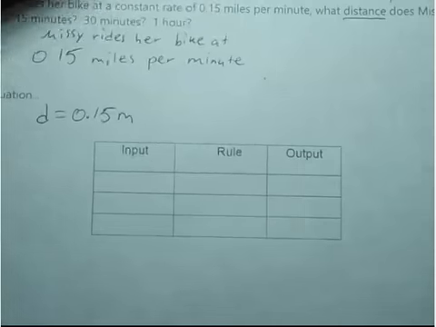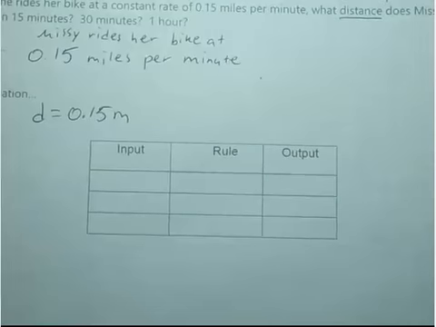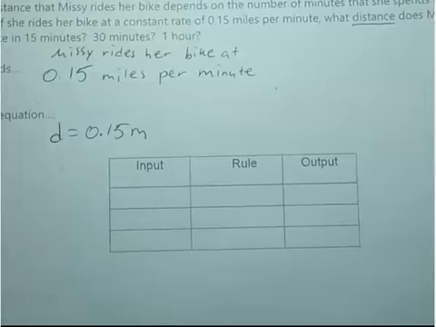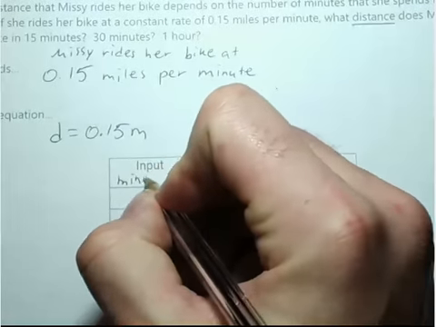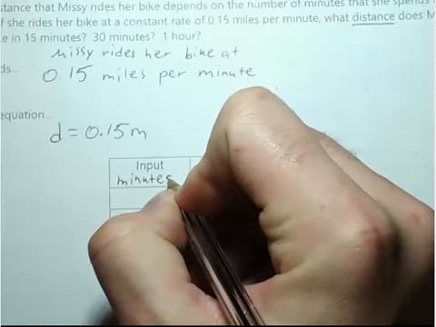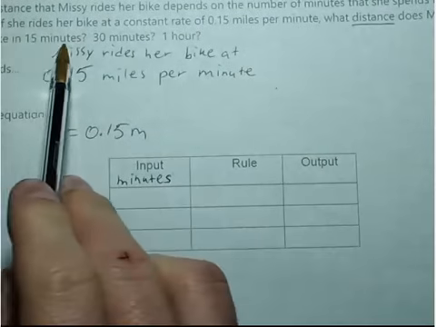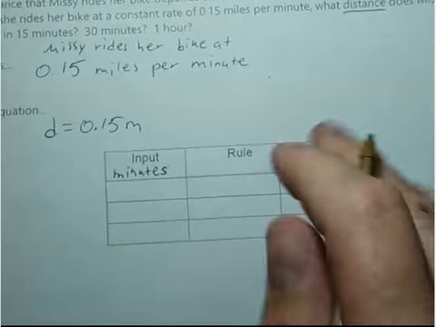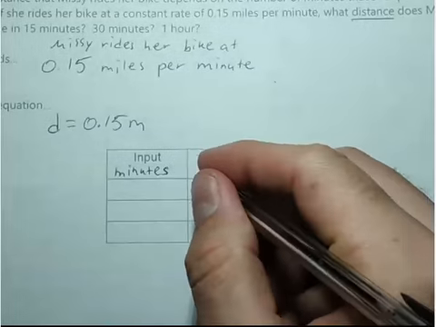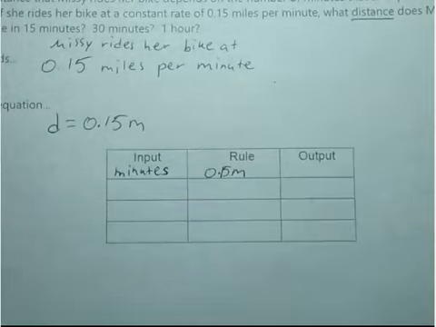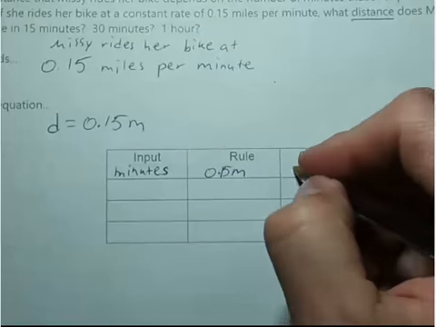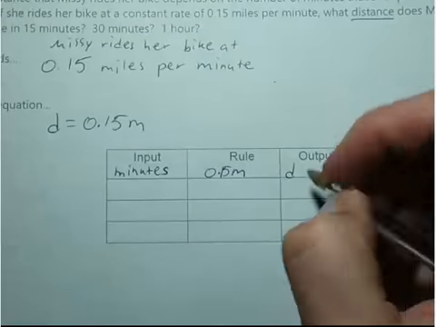Let me zoom in on the table here. Just like in the last problem, we have our input. Our input is going to be our minutes. That's what we're going to plug into our rule, 0.15 m, which is what we translated from the problem. And our output is going to be that distance that we're looking for up here.